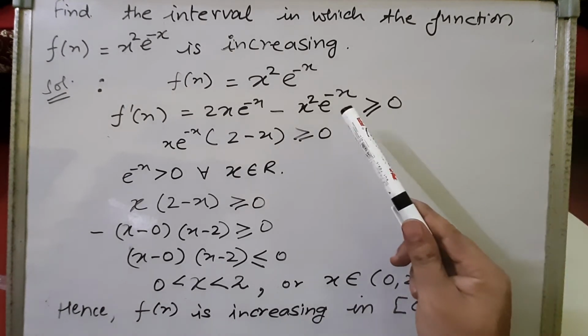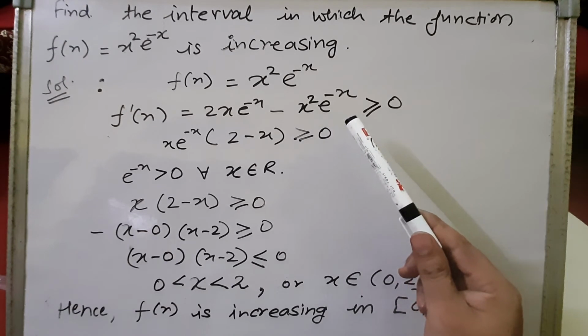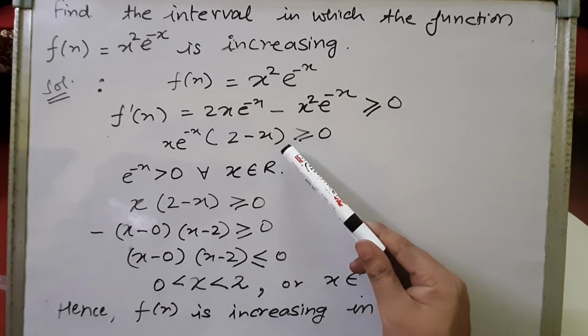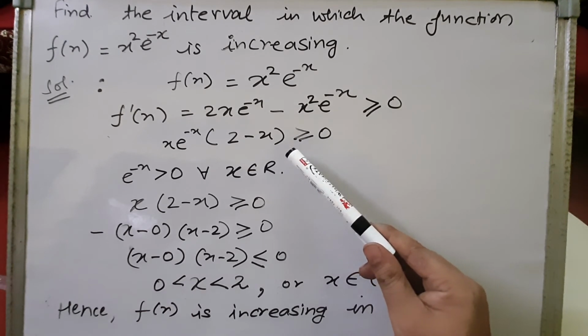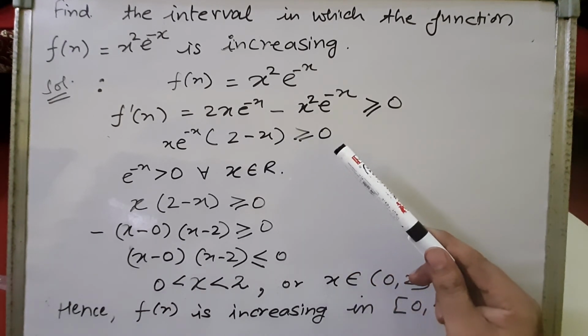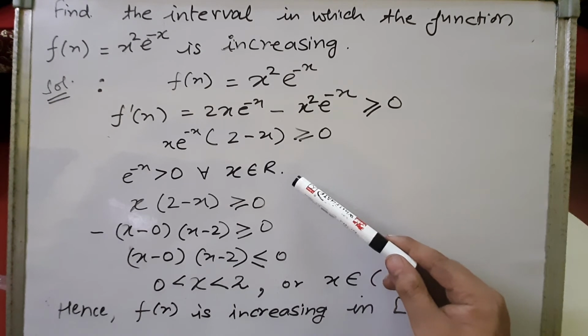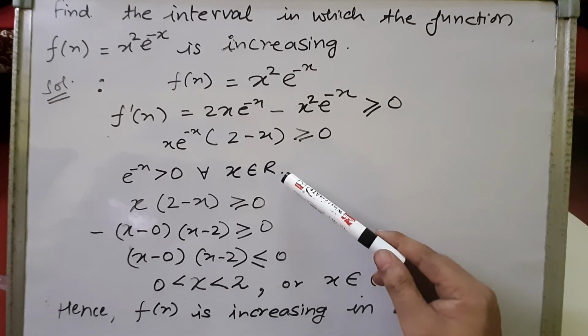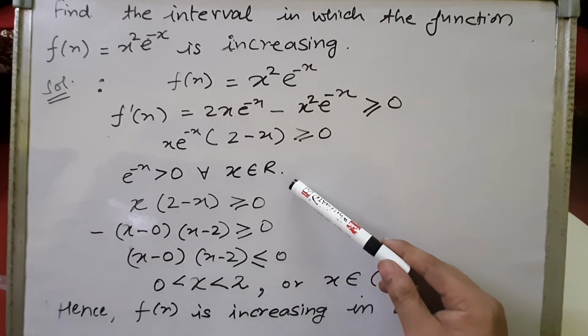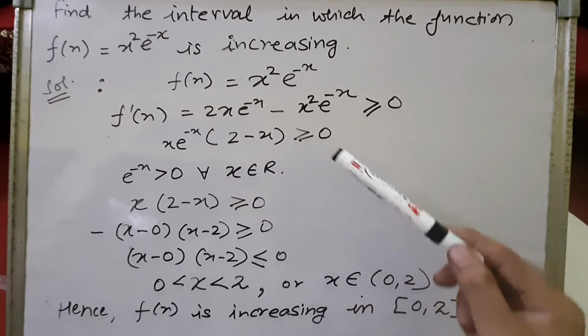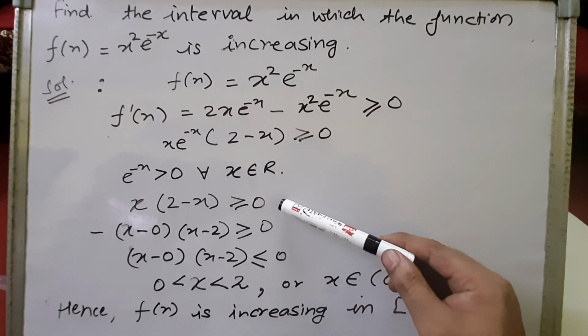Now children, you can see here in these two terms you can take x e to the power minus x common. When we do that, it will become x e to the power minus x bracket 2 minus x greater than or equal to 0. Now children, we know that the exponential function is always greater than 0 for all values of x, right? So we can say that e to the power minus x is greater than 0 for all x belongs to real numbers. So this is positive and will not affect the result. Therefore we can say x bracket 2 minus x must be greater than or equal to 0.